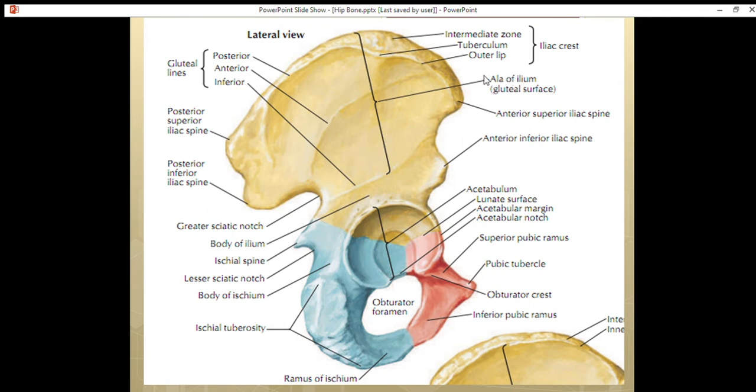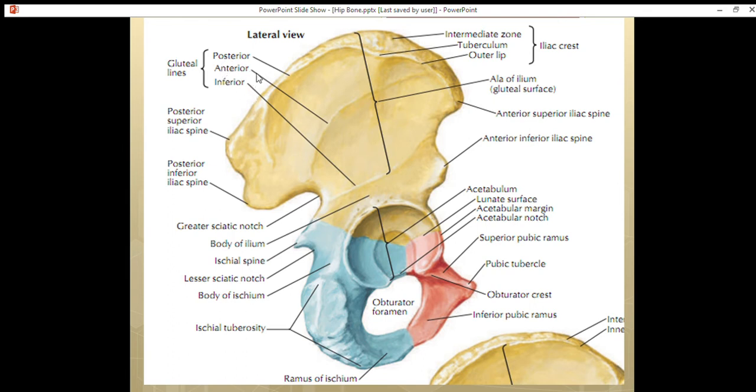Then we can see the outer surface of ilium, which is basically called the gluteal surface, as three important muscles of the gluteal region are going to be attached to this surface. This gluteal surface is convex and it shows three lines which are going to divide this surface into four areas.